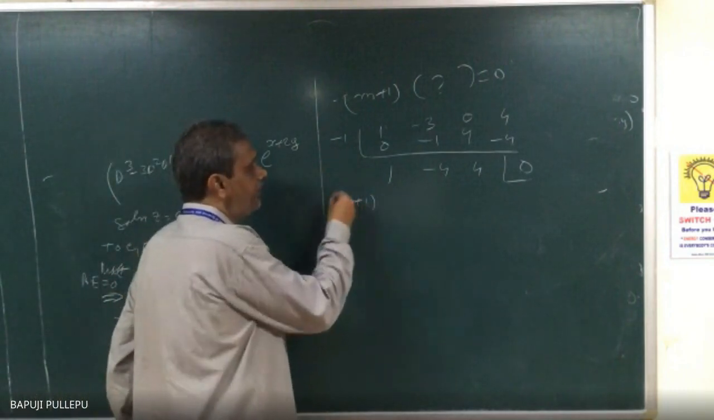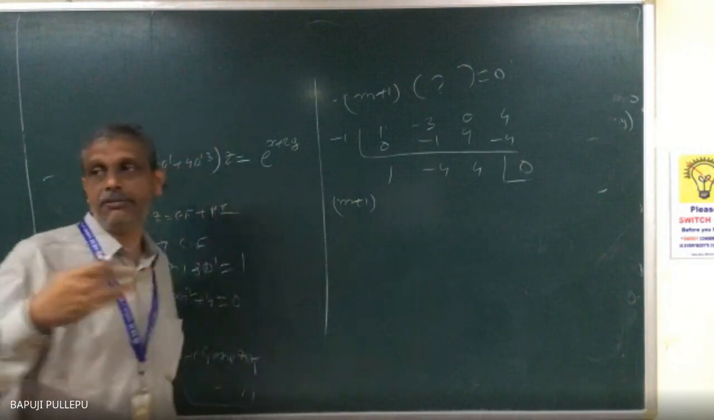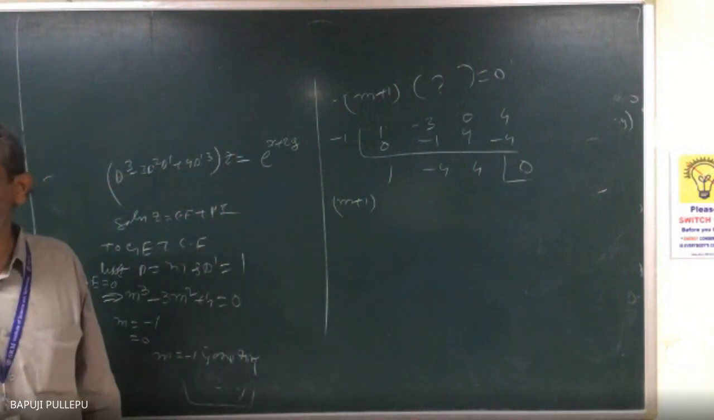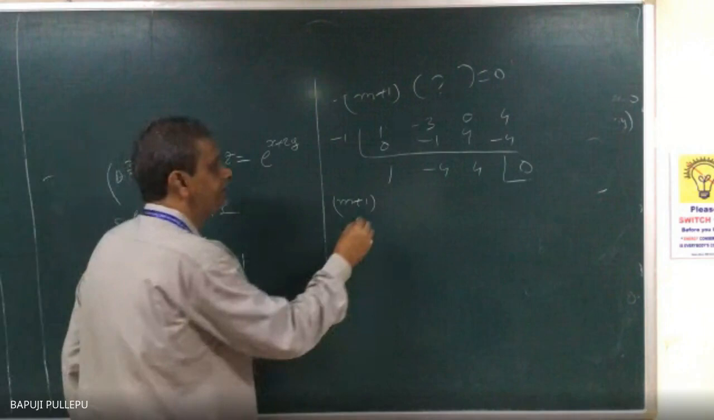This is second degree. Already from third degree, 1 degree I pulled. So its remaining degree is what? Second degree. How can I write this?